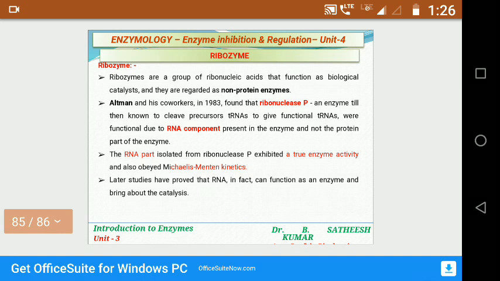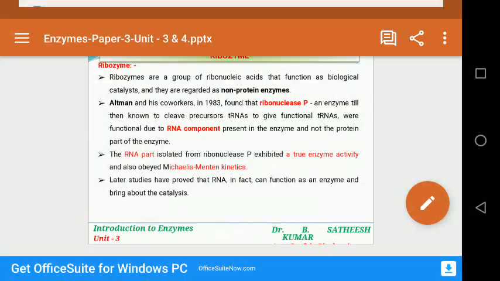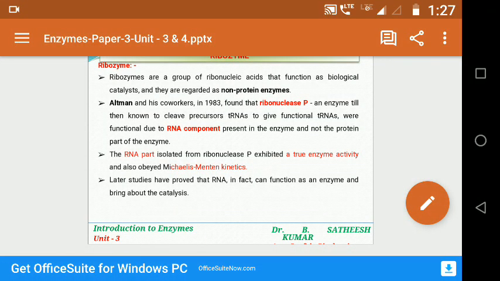So far in this fourth unit, we have discussed the factors which affect enzyme catalysis, like substrate concentration, enzyme concentration, temperature, and pH. After that, we discussed enzyme inhibition. In that we have three different topics. The first topic is reversible inhibition, the second is irreversible inhibition, and the third is allosteric regulation.